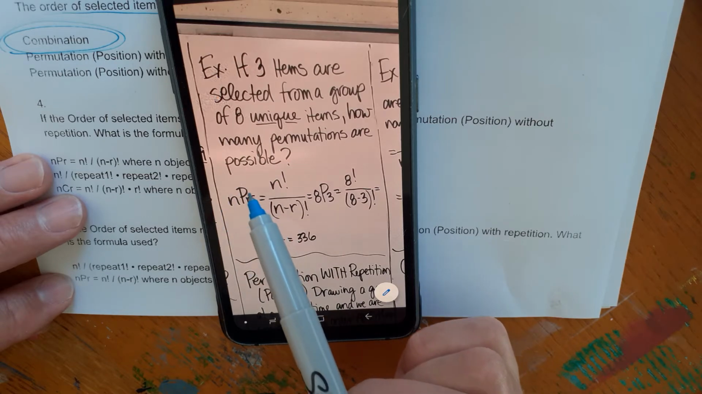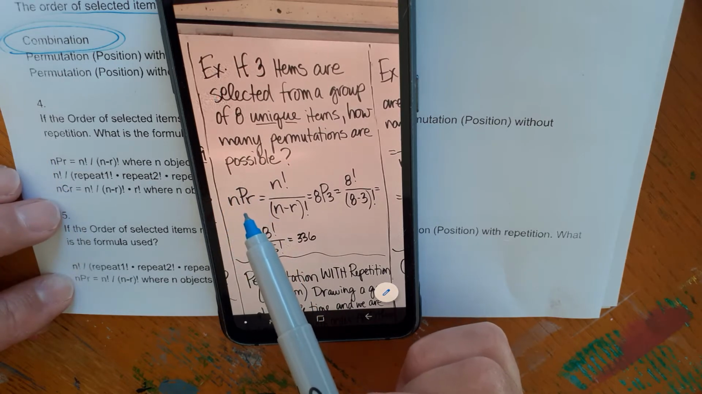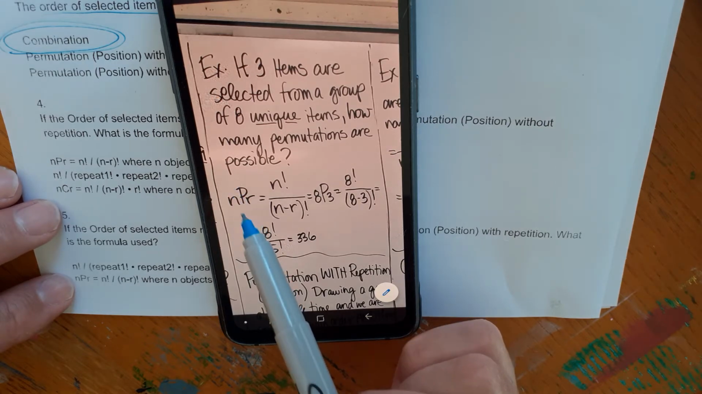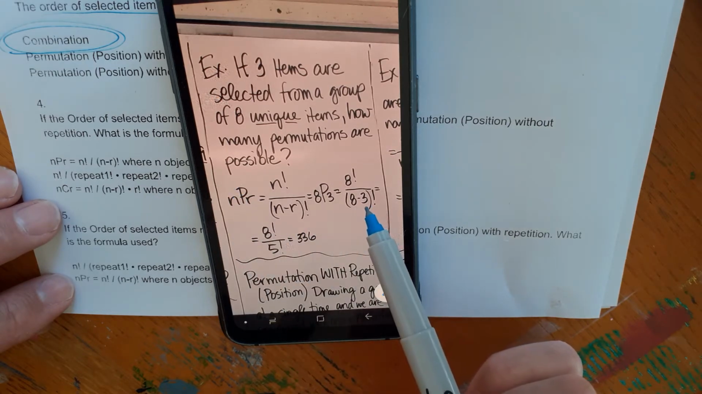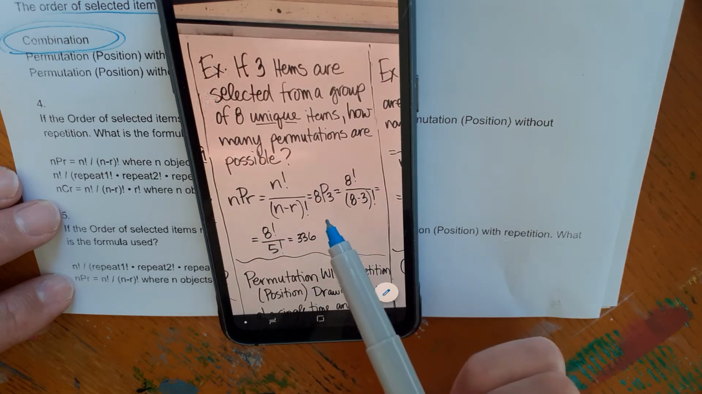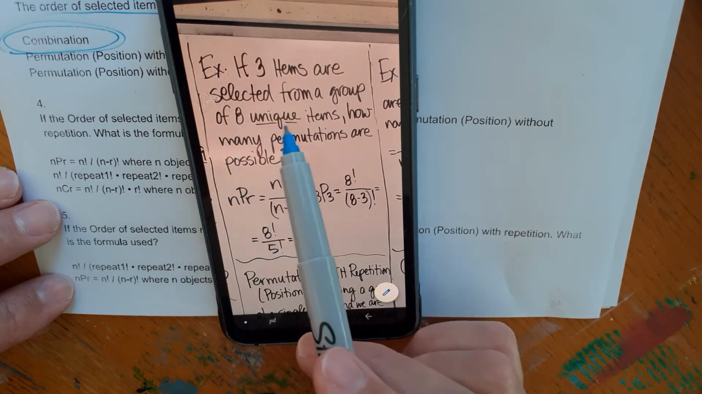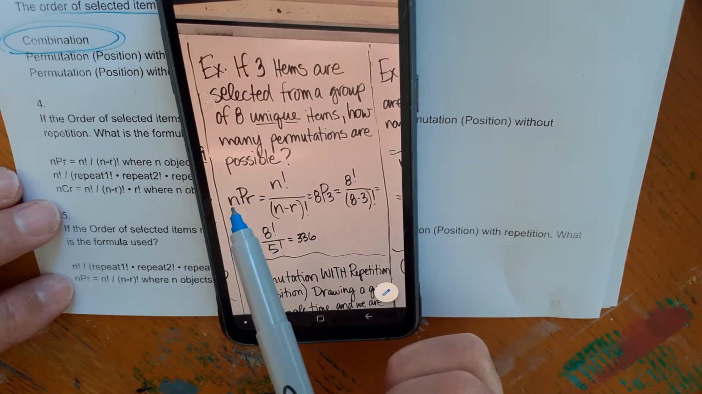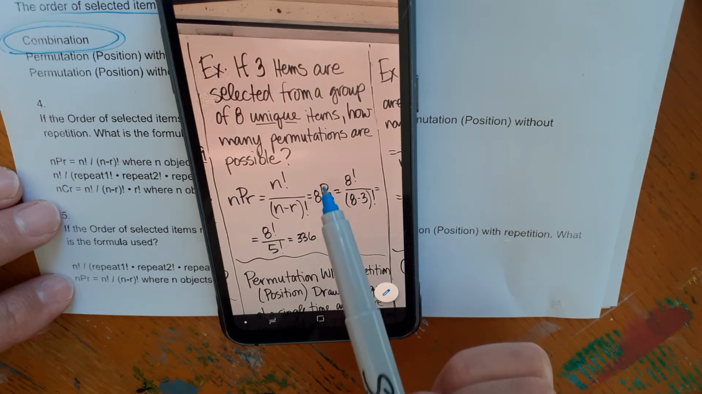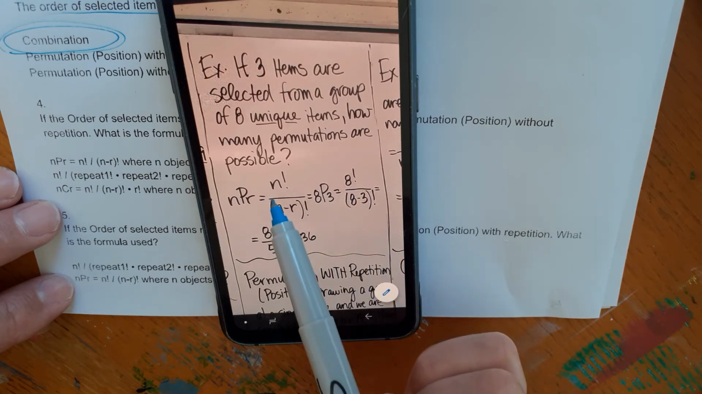Here's the actual computation for a permutation, right? N is the number of items. P is our permutation, and the R is the number of options, right? So here's how we write it. There's 8 unique items, right? So the 8 goes out front in the end. Then we have a P3, and this is how you write it, 8P3, and this is how you calculate it.